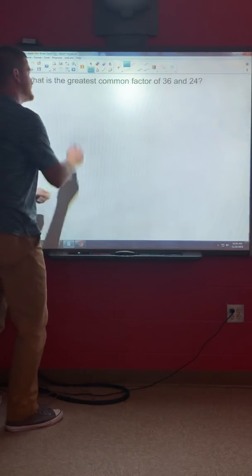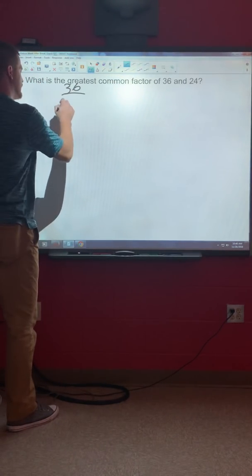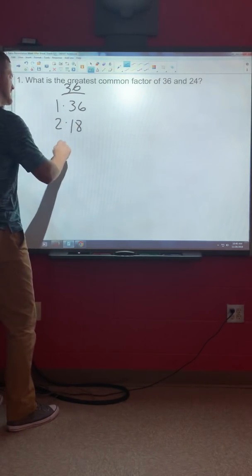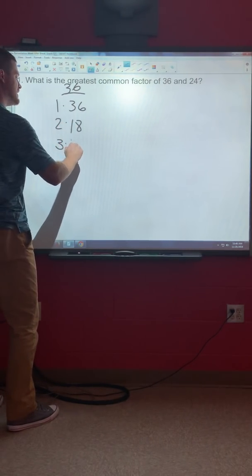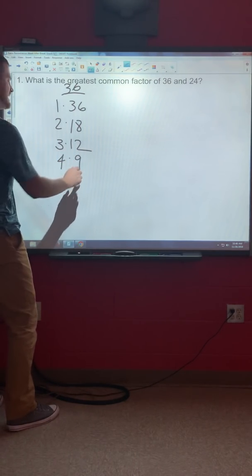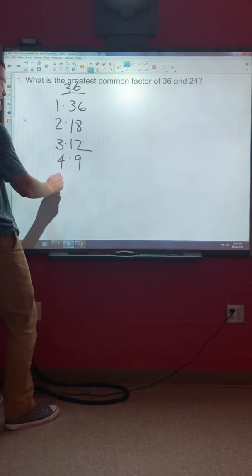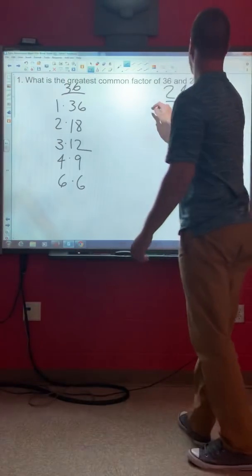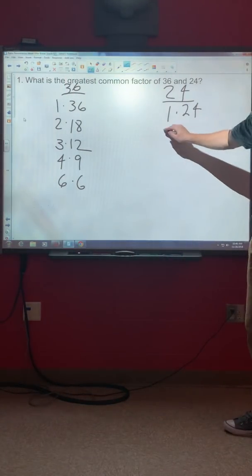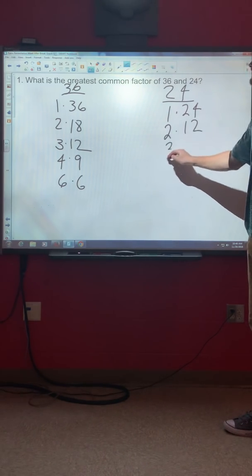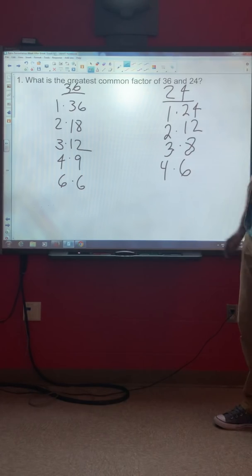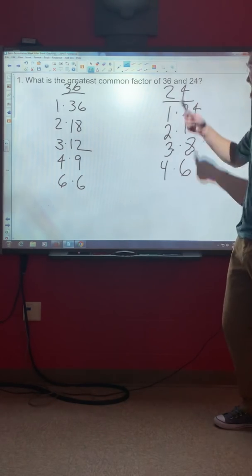To get to 36, we have 1 times 36, 2 times 18, 3 times 12, 4 times 9, 5 times nothing, 6 times 6, and then we just wrap back around. For 24, we have 1 times 24, 2 times 12, 3 times 8, 4 times 6, 5 times nothing, and then we get back to 6.